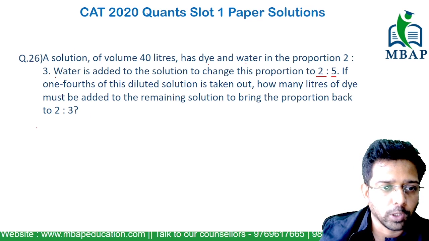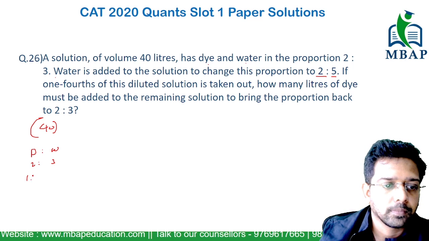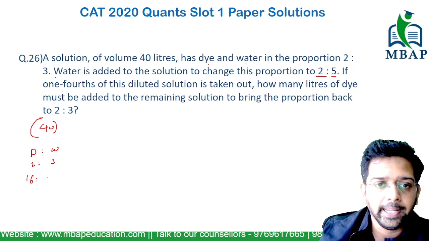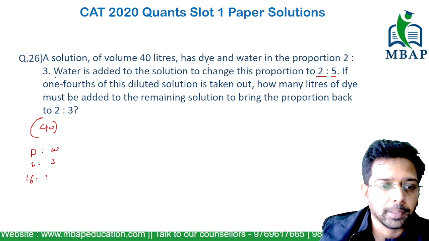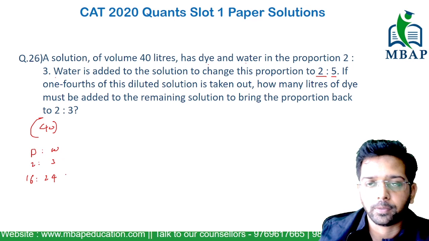So let's say the total volume is 40. You have got dye and water in the ratio of 2:3. So 2/5 of 40 will become 16. So the 16 of dye, and water will become how much? Water will become 24. This is the initial proportion of dye to water.